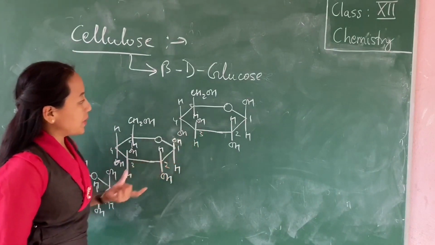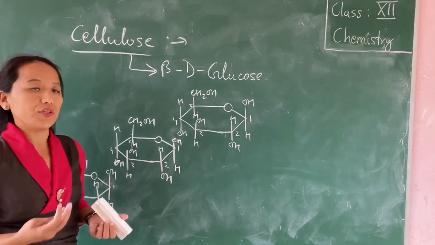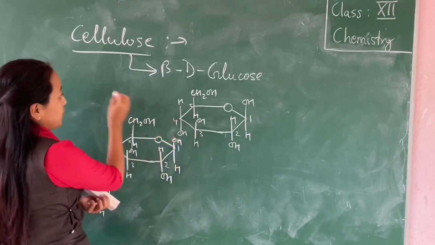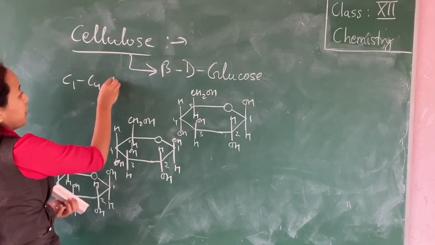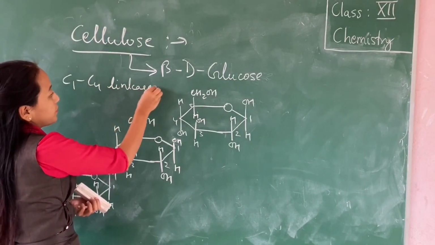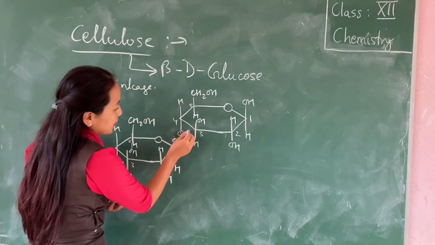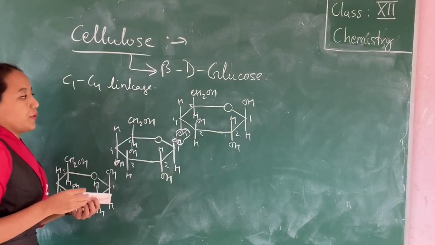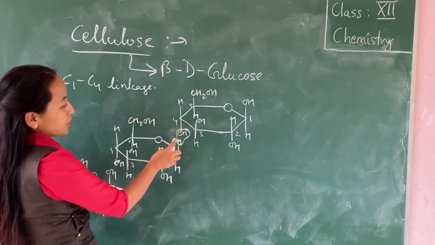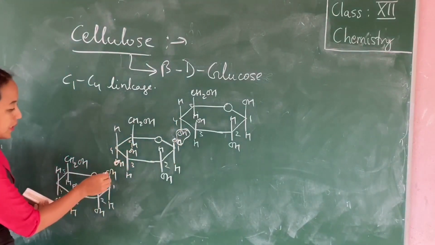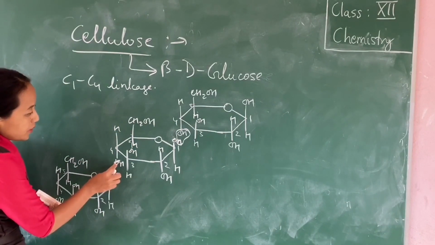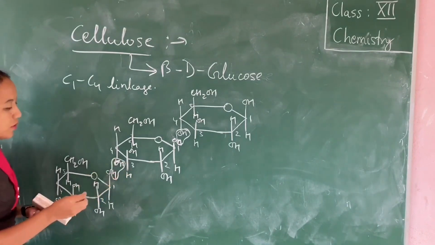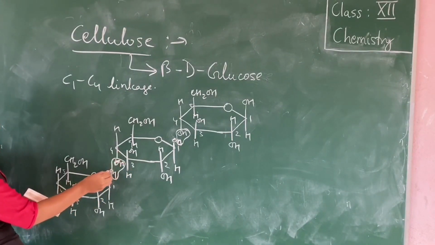Now because this is in the beta form, how does the formation of glycosidic linkage take place? C1, C4 linkage takes place, C1, C4 linkage. Now how does that happen is, this OH and this hydrogen is removed in the form of a water molecule, and these two are linked through this oxygen atom. Similarly in this case also, this OH and this hydrogen is removed in the form of water, and these two are linked through this oxygen.